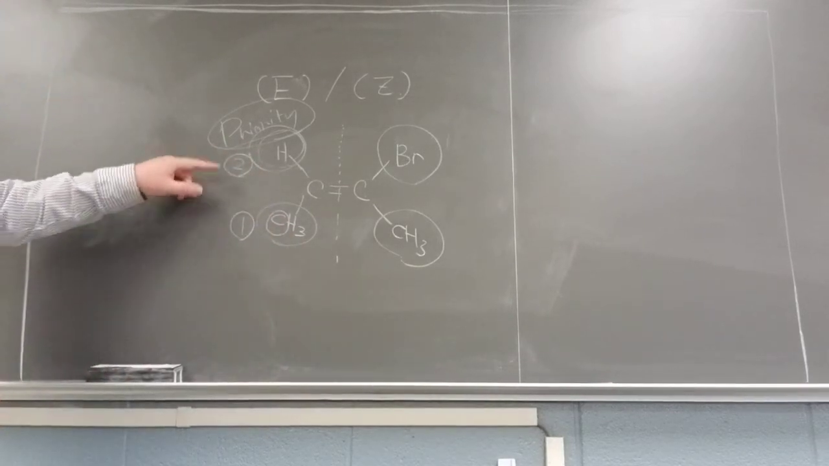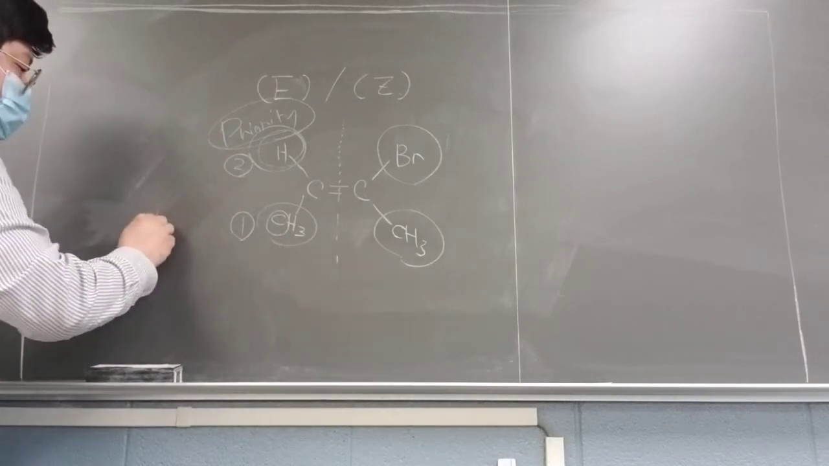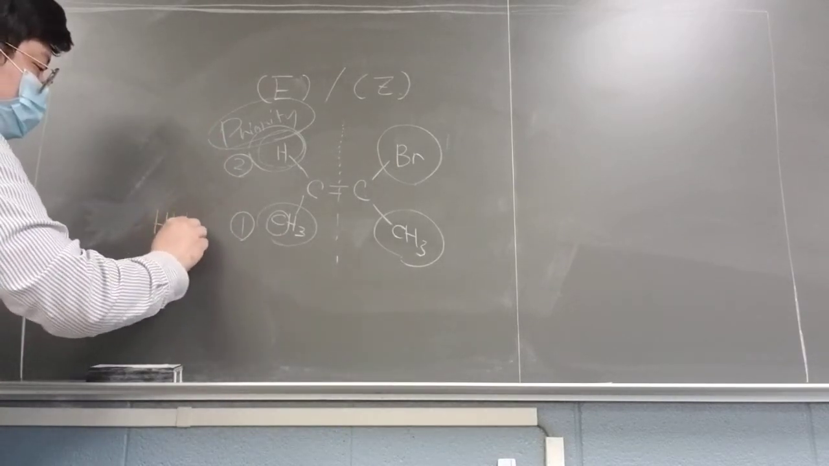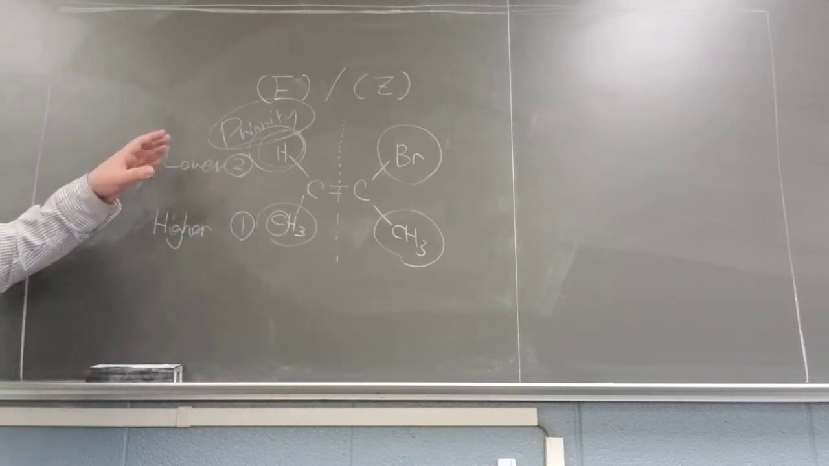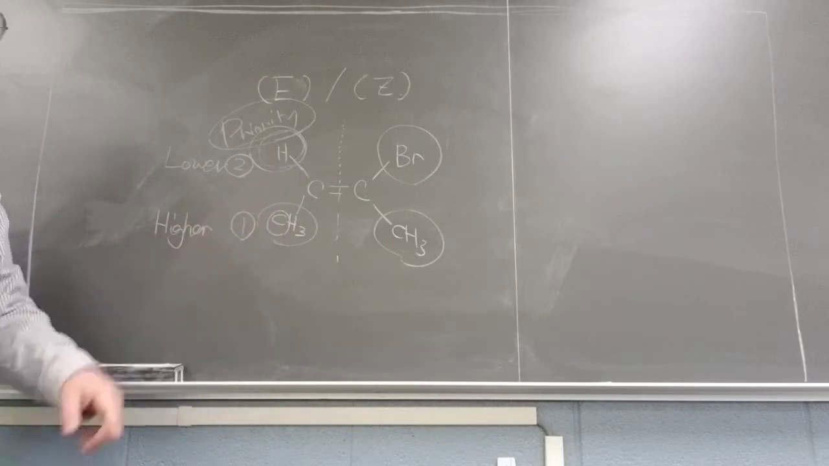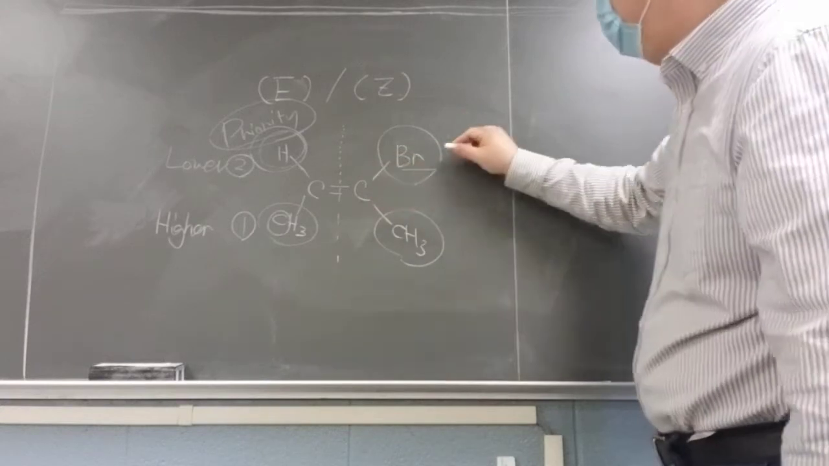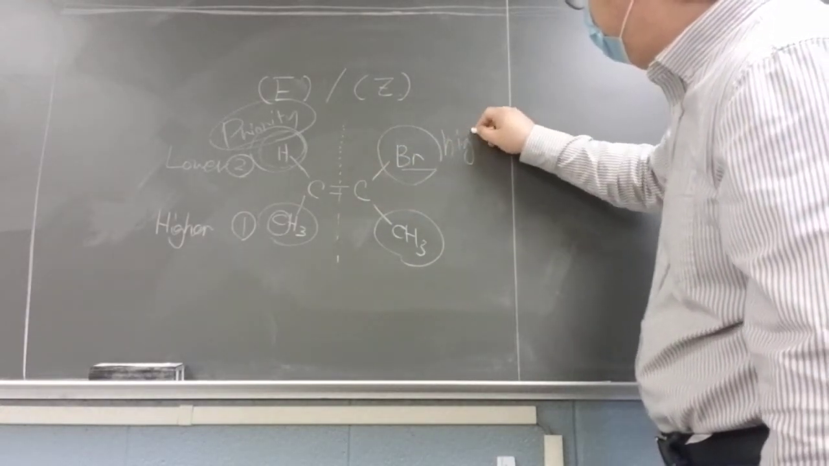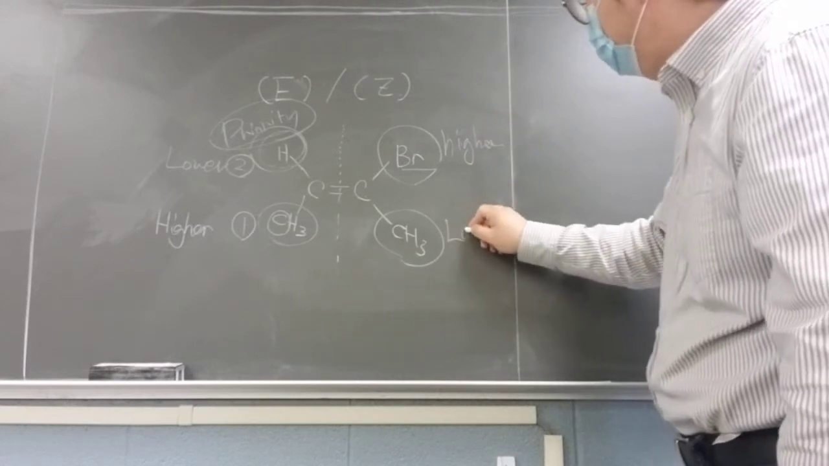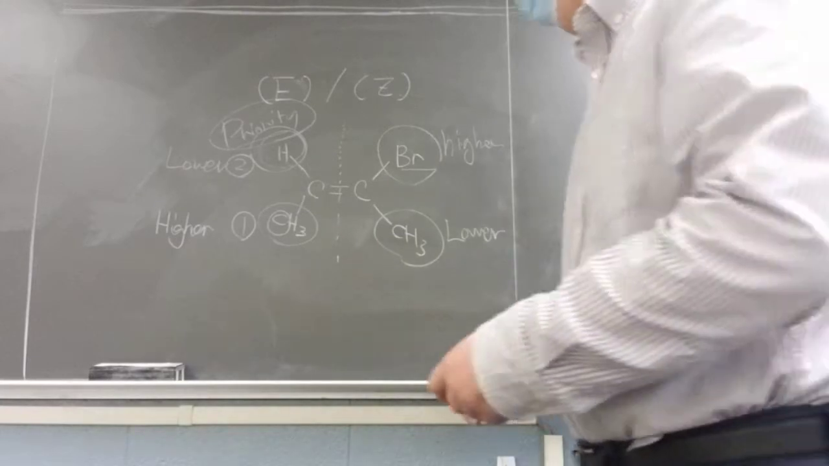So there will be only 1 and 2 on both sides. This is higher, this is lower. You only compare the groups on the same carbon here. Same thing over here. You have a bromine, which is a lot higher in atomic number, so this will be the higher priority there. This is lower.